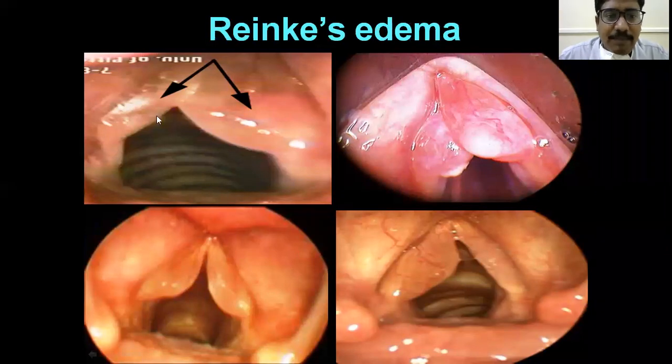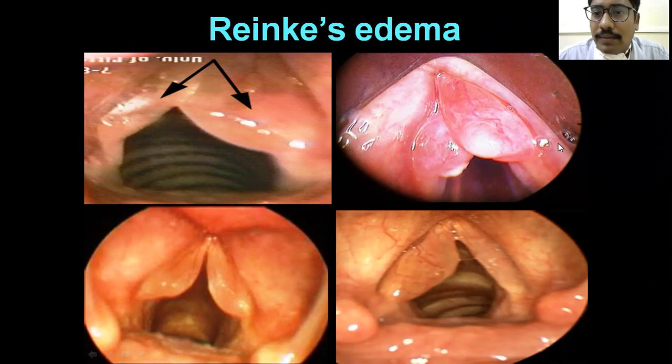See, this is the appearance of Reinke's edema. Reinke's edema is a generalized swelling involving the vocal cords from the anterior commissure to the posterior commissure. See the bulging medial convexity of the vocal cords, which gives a boggy appearance, or bag of water appearance. Bag of worms is in general surgery.